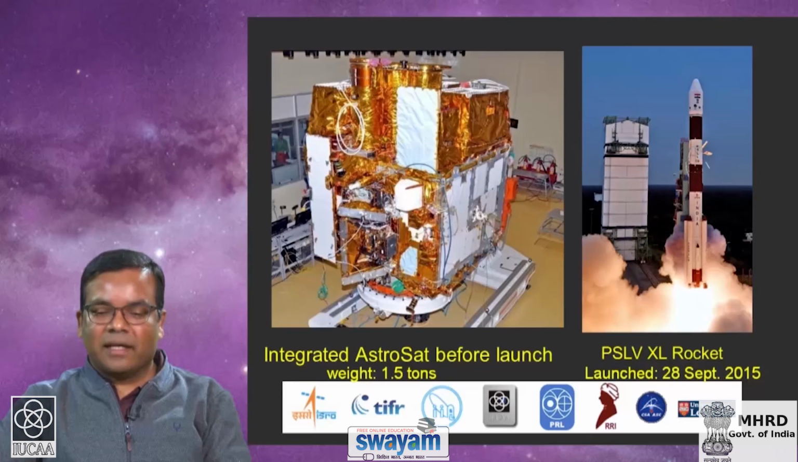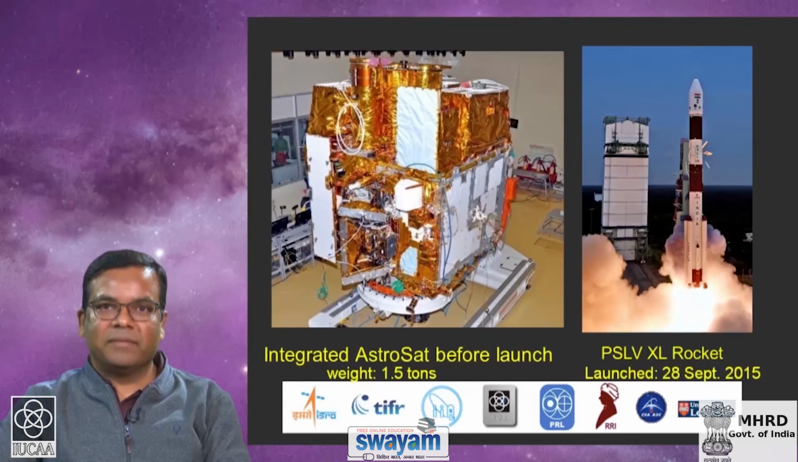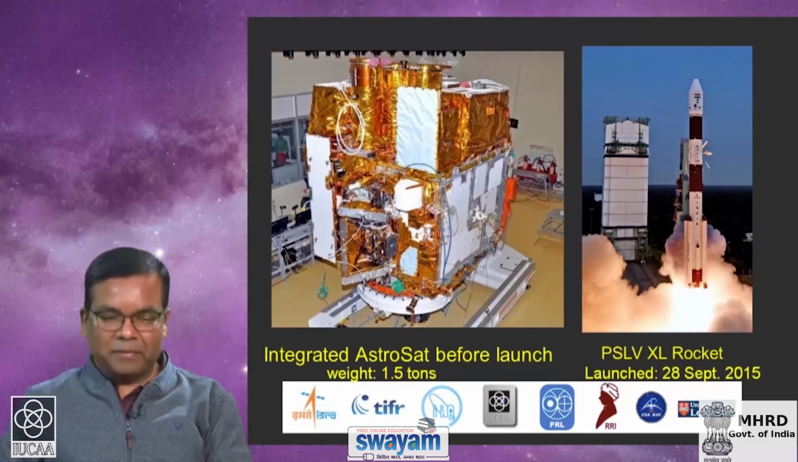AstroSat was launched on 28 September 2015 by a PSLV rocket. This picture shows the integrated AstroSat just before launch, which weighs about 1.5 ton.